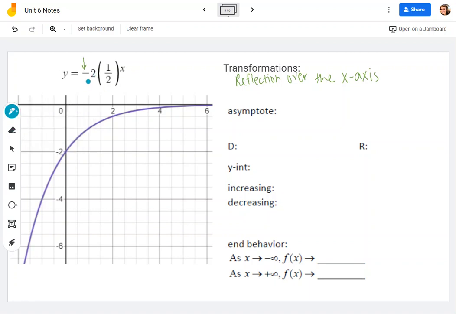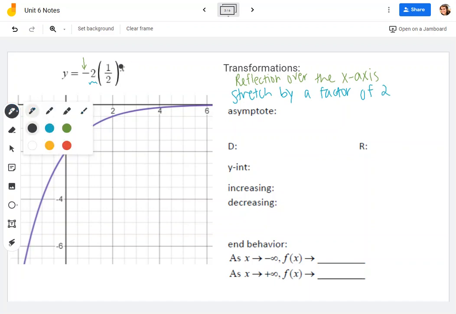And then I see the number 2 in the front, so that's going to be a stretch. There we go. So a stretch by a factor of 2. That's how you could say that. And then if I look, there's no numbers up here or on the outside, so there's been no vertical or horizontal translations.